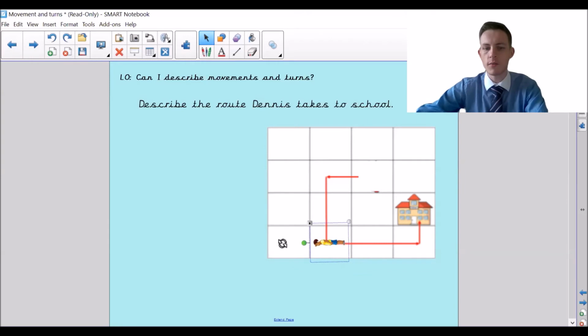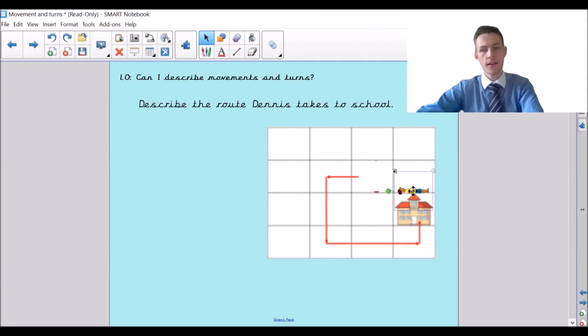Now that Dennis is facing in the right direction, we need to decide how many squares forward he needs to go again. So having a look, he needs to go 2 squares forward. So 1, 2, and then we're up to our final turn now. So looking at our final turn, he needs to turn a quarter anti-clockwise. That's the easiest turn that I can see.